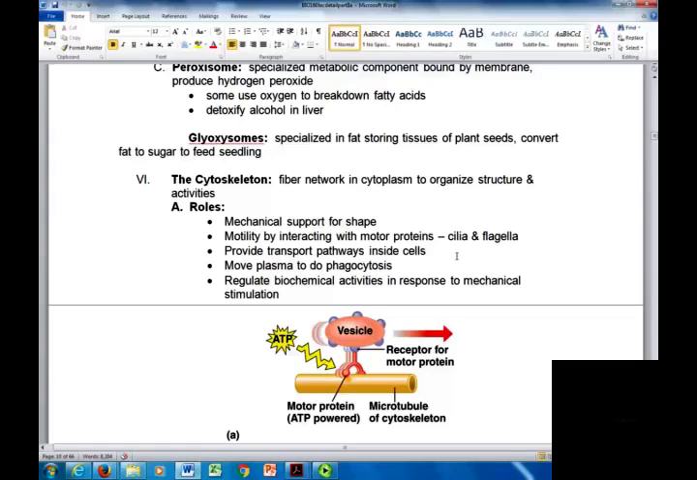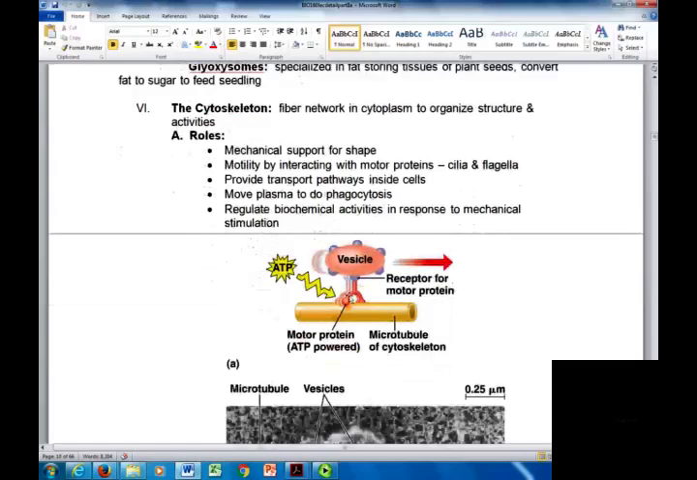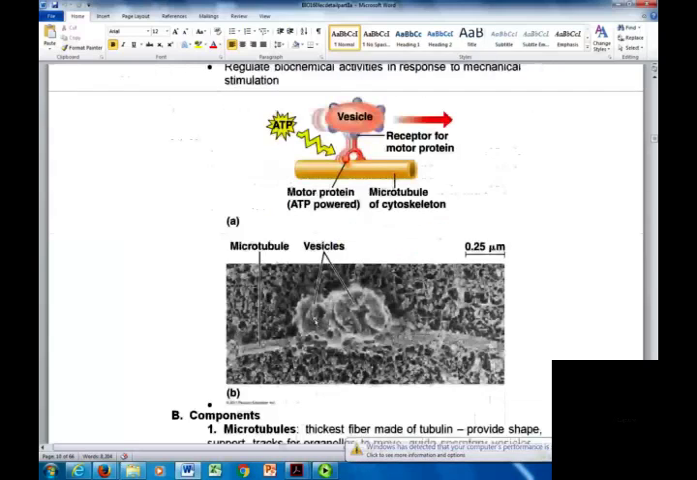The cilia are more like hair-like structures around the cell. Flagella is more of the whip-like tail. It's going to provide transport pathways inside the cells. It will move the plasma to do phagocytosis and regulate biochemical activities in response to mechanical stimulation. So it can actually sense when something is touching the cell and cause a biochemical response. This image here is just showing a vesicle with a motor protein moving along the microtubule of the cytoskeleton, a lot like a train moving on tracks.